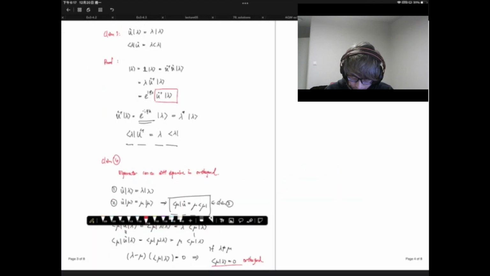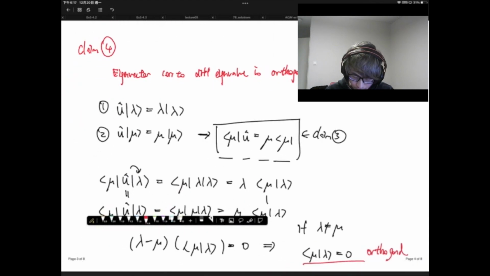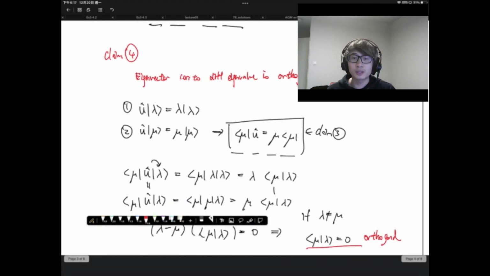So if lambda is not equal to mu, we expect the inner product to be equal to 0. It means that if we have states with different eigenvalues, they should be orthogonal to each other.